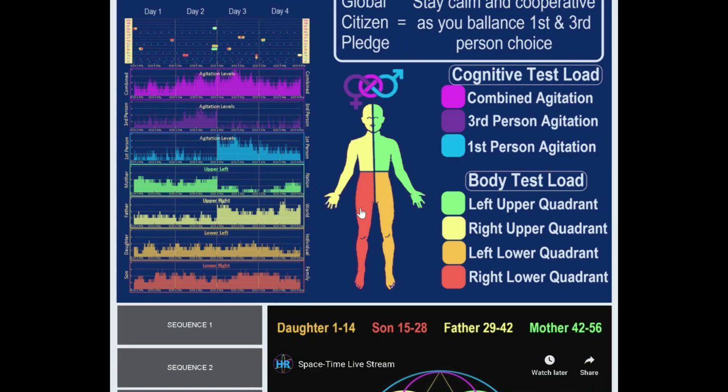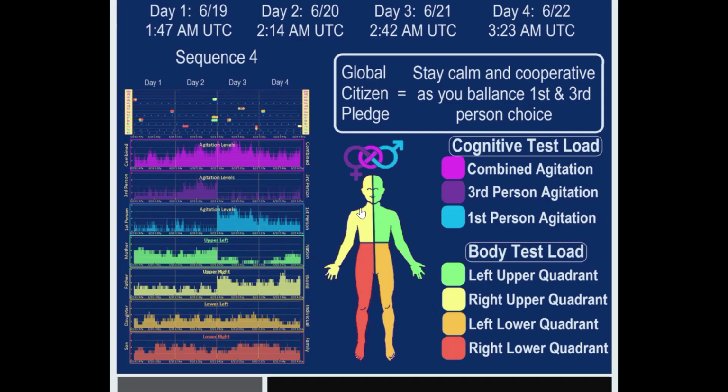Now, I want to talk about this chart a little bit more here because I want you to start navigating to this web page and checking this out so you understand what's coming. This is the collective chart. This is showing what's being tested of everything that exists in space and time. So, for example, we're showing body test load. You can see that the upper left quadrant, there's quite a bit going on here. So the more color you see, that means the more those quadrants of the body are being tested by all of the different cycles of time.